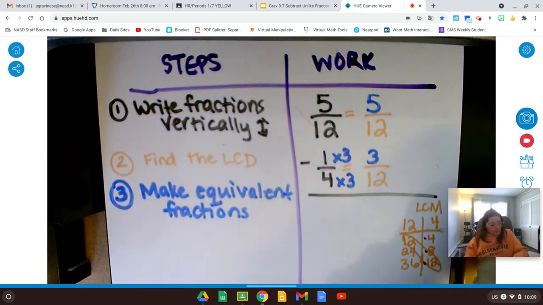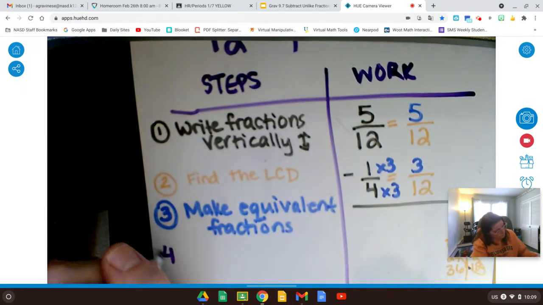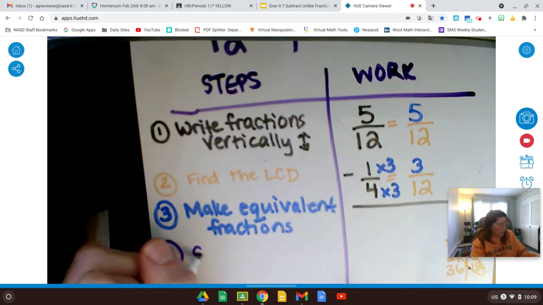Step 4. In this case, we need to subtract.